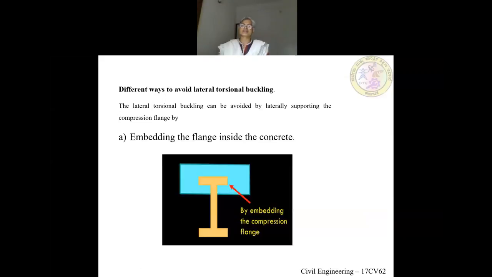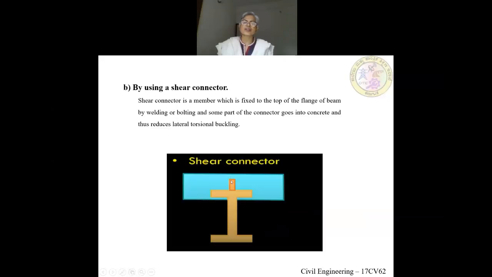I have already discussed this method, that is, placing the compression flange in a bed of concrete. So embedding the flange inside the concrete is one way of avoiding lateral torsional buckling. The second one is providing a shear connector. This is a member which is connected to the flange of the beam, either welded or bolted, and this member goes inside the concrete and reduces the lateral torsional buckling. So providing shear connectors is one, and embedding the flange in the concrete is the other.